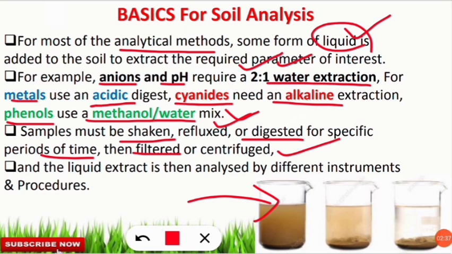After that we keep the solution as it is. If you look here, as time passes the soil settles down and we get the sample water solution for the soil analysis. Then this liquid will be used for the analysis by different analytical techniques. So I hope you are clear till now. Let's move to the next slide.